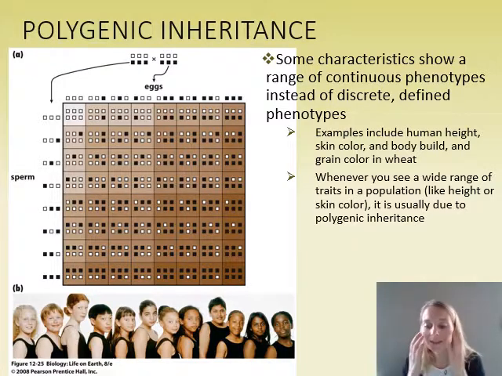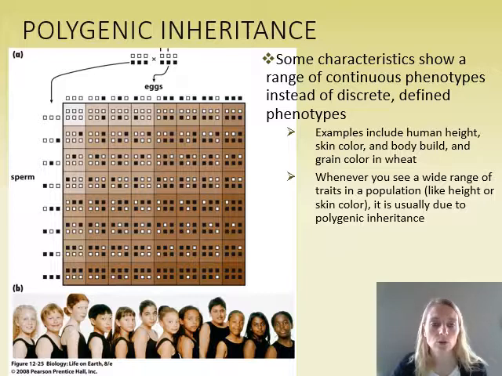Polygenic, this is like skin color, hair color, eye color, height, anything that has a wide range of traits that you might see. That's usually going to be coded for by many genes. So in this case, we have 3 genes that code for skin color. And you have your 2 alleles, right? So here's your 3 genes, 1, 2, 3 for the eggs. And then you have 2 alleles. You have the light allele and you have the dark allele, okay?